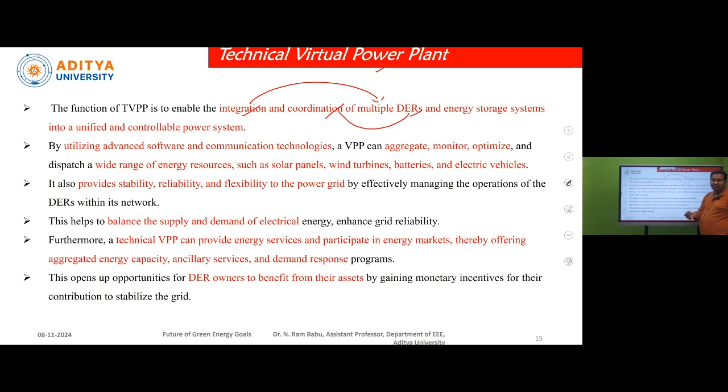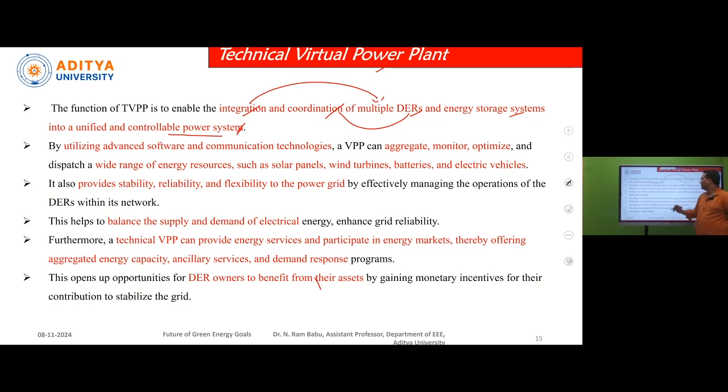And also, apart from this coordination and integration, it integrates energy storage systems with controllable loads in the power system. As the example I stated, the dishwasher, washing machine, room cleaner, these all come under controllable loads in a power system.